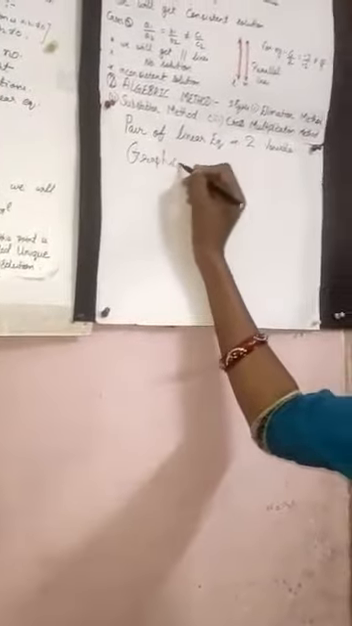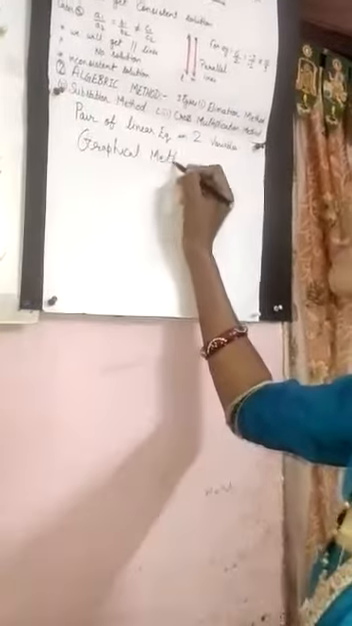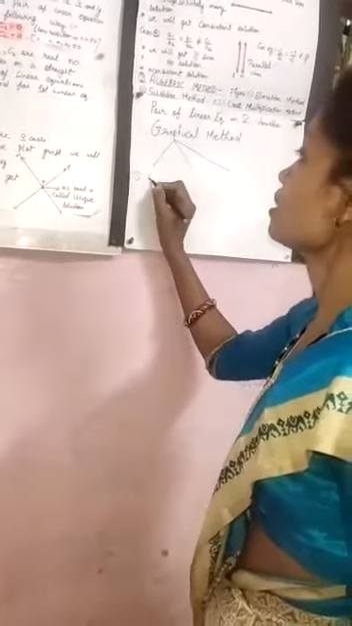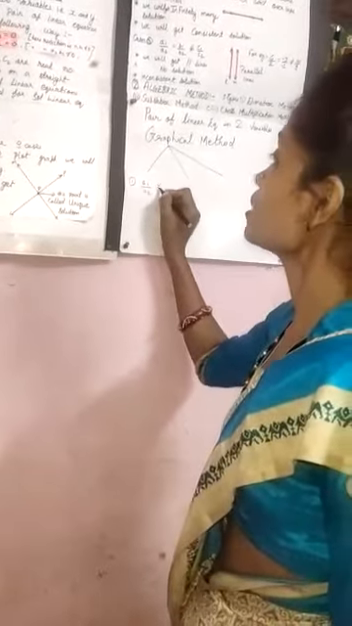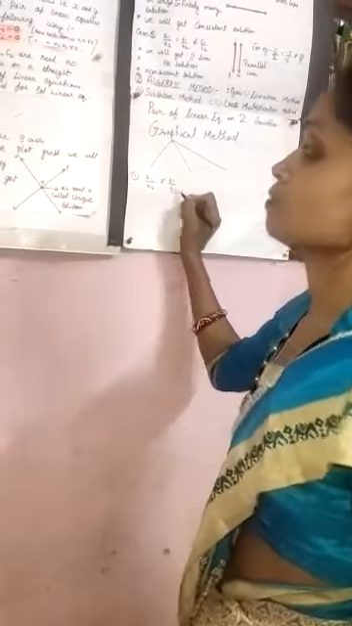So first we will deal with the graphical method. The graphical method is divided into 3 cases. The first case is when a1/a2 is not equal to b1/b2. Here I have written a1/a2 is not equal to b1/b2.